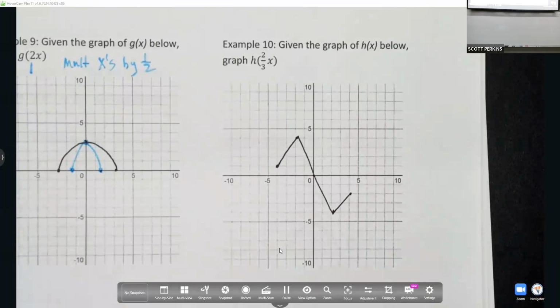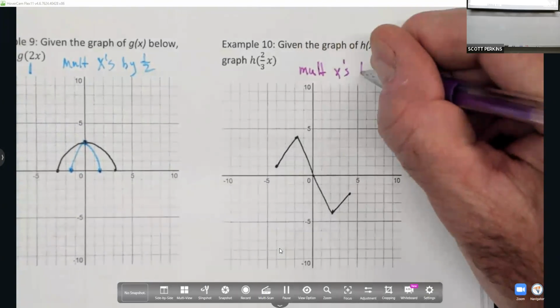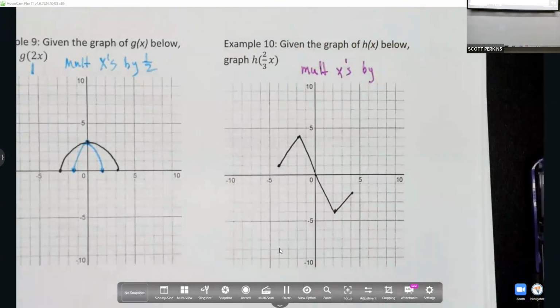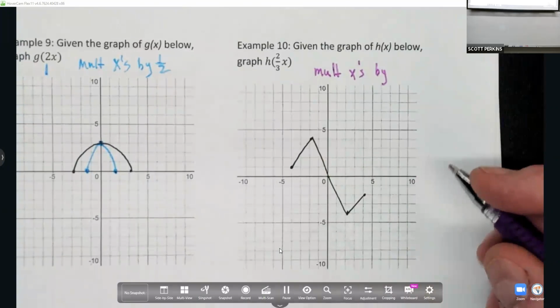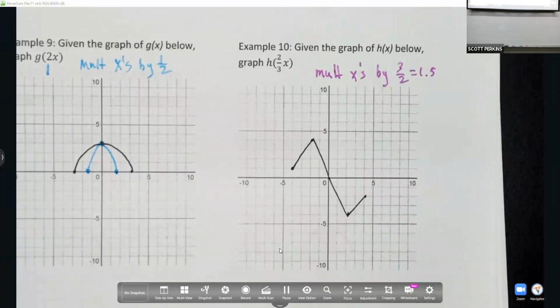Example 10. Just to give everybody a nudge, there's a 2/3 in front of the x, so that means we're multiplying all the x's by what? 3 over 2, or in other words, 1.5 if you prefer decimals, yes.